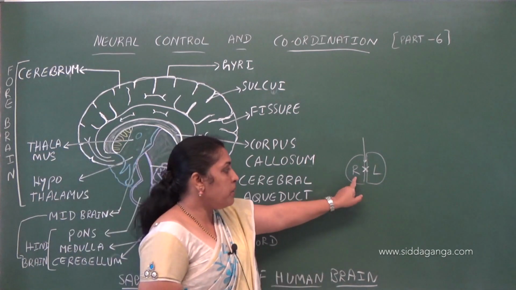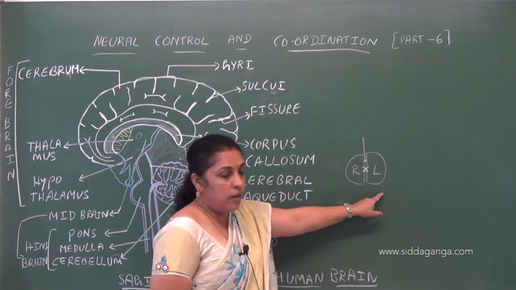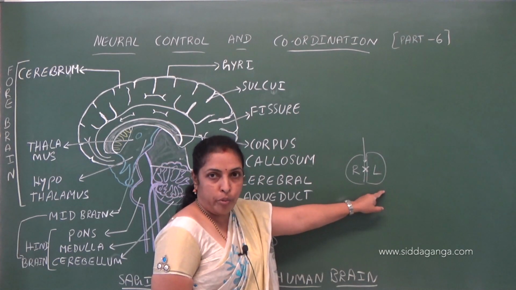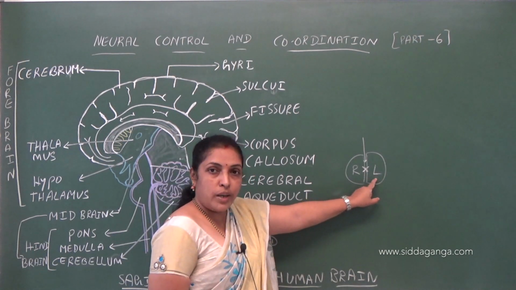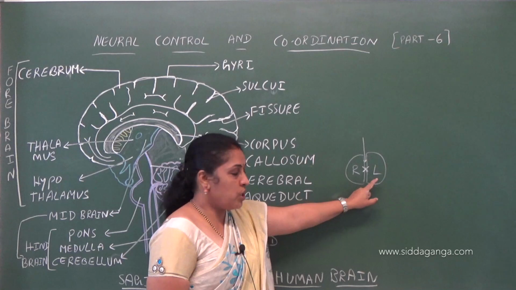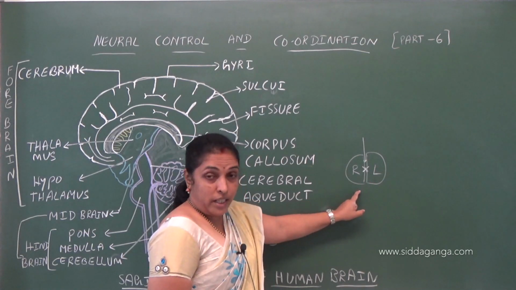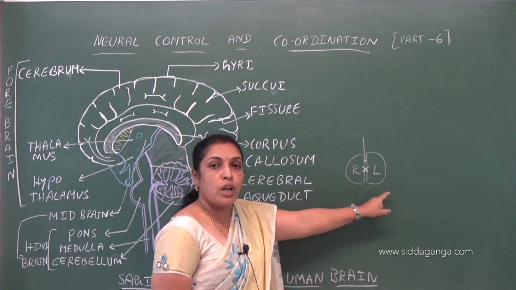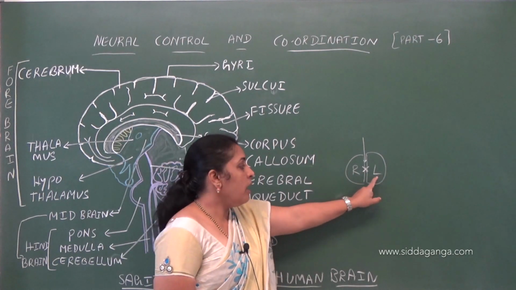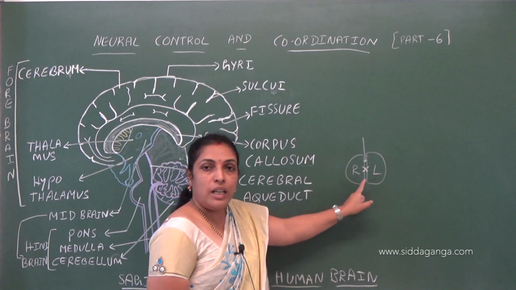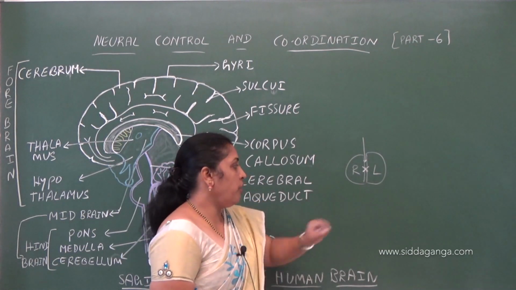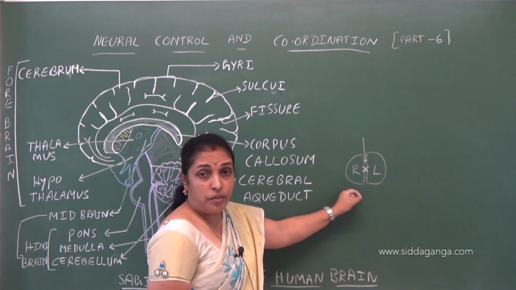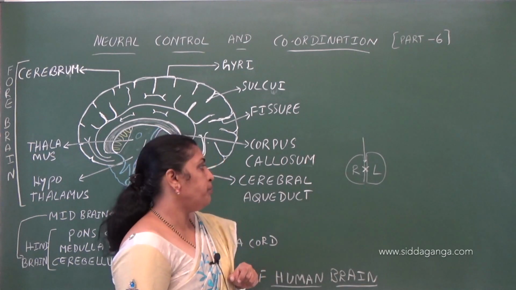The right cerebral hemisphere controls the functions of the left side of our body. Likewise, the left cerebral hemisphere controls the functions of the right organs of our body. So the right cerebral hemisphere controls the left side of our body, and the left cerebral hemisphere controls the right side of our body.